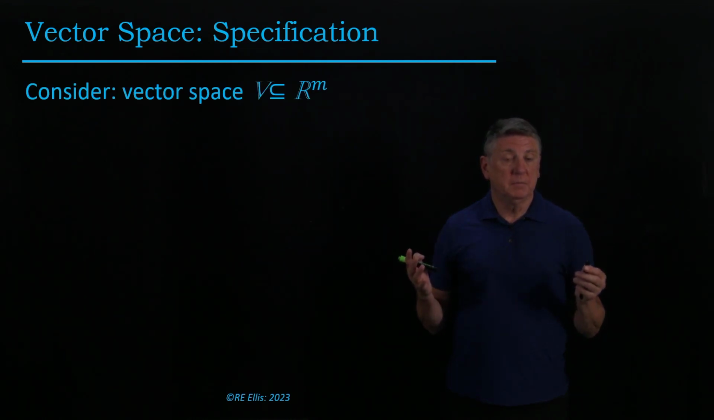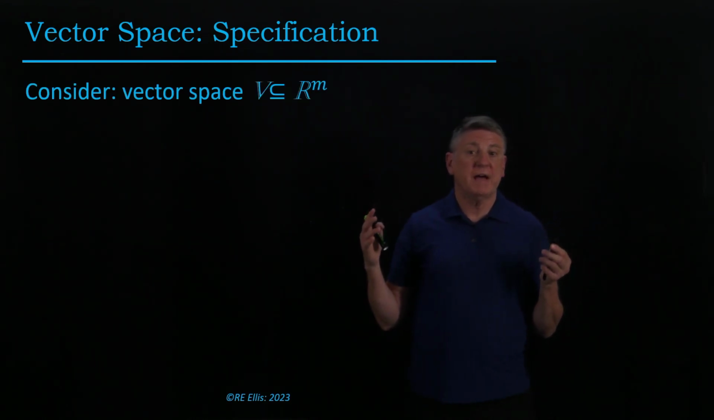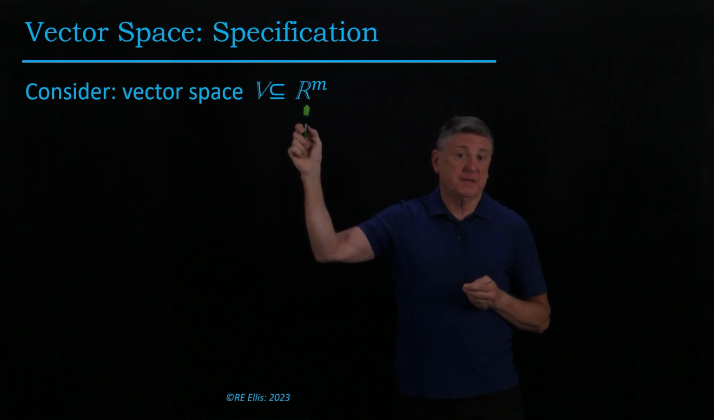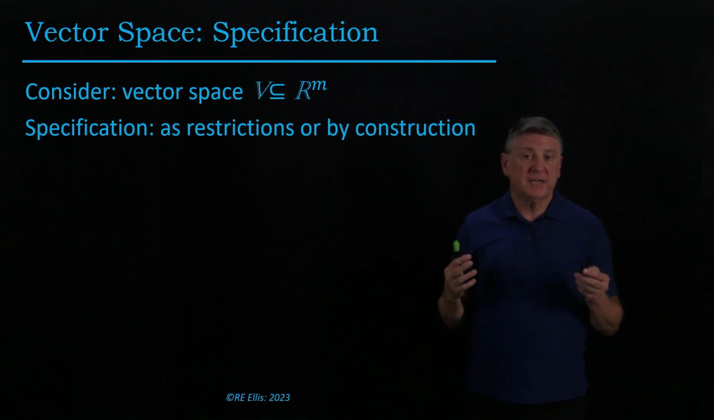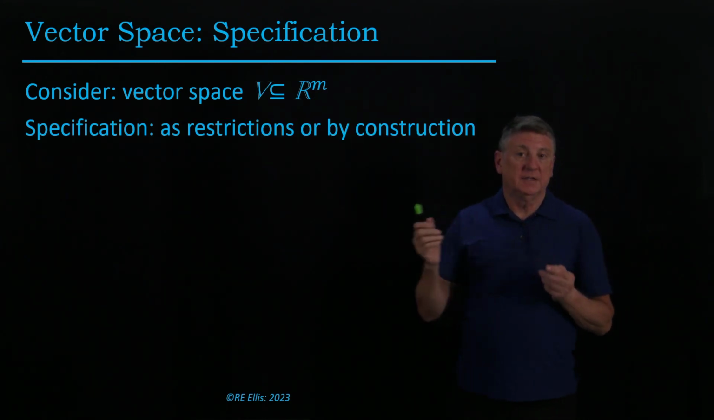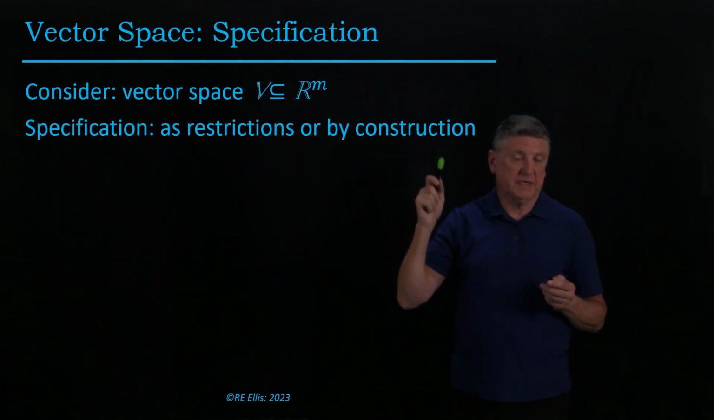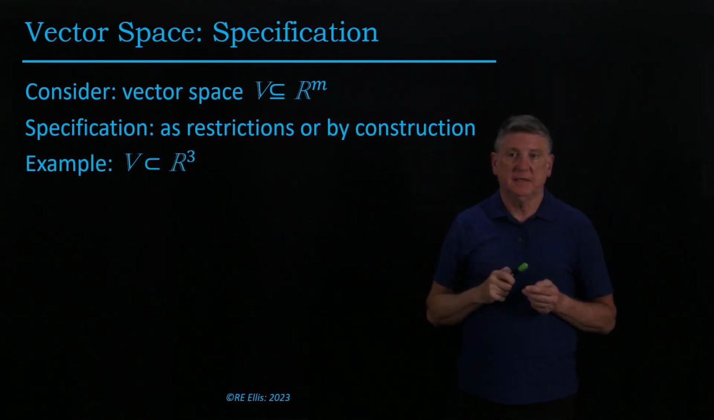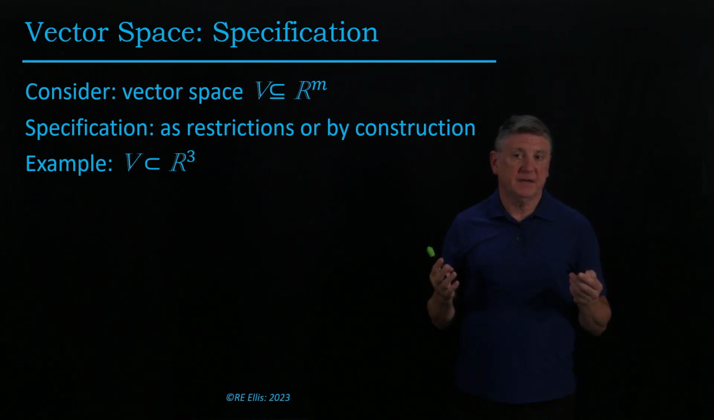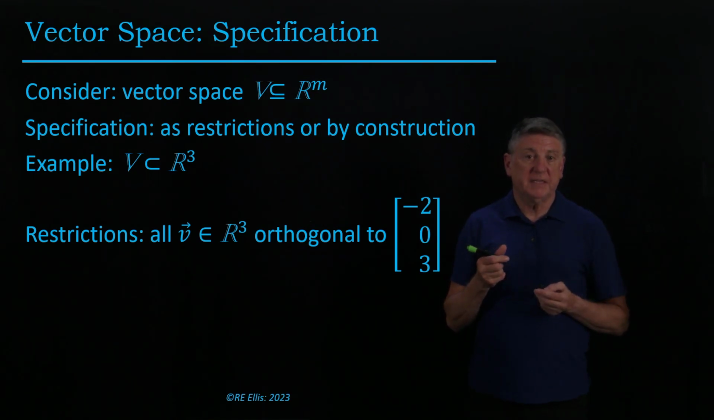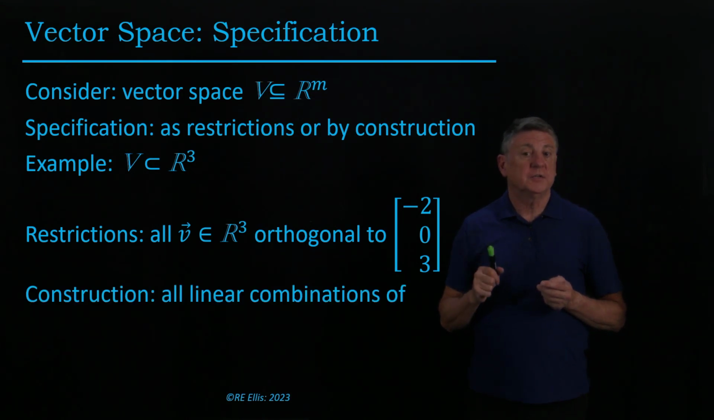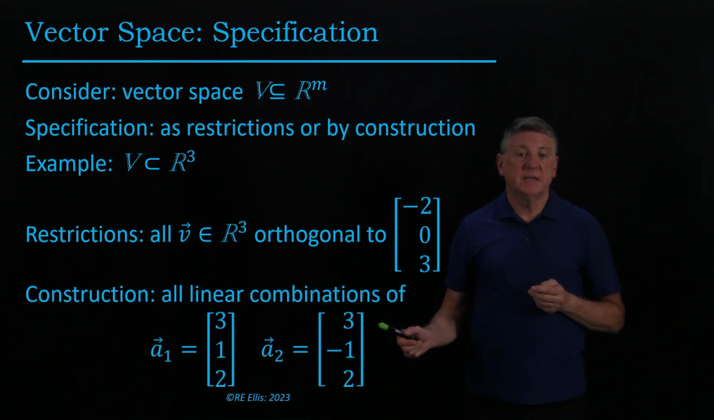So, what we mean by specification is this. Suppose we have a vector space V, and each vector in it has m entries and they're real numbers. Specification can be either by restricting this larger set or constructing. And we want to view this construction method. So for example, suppose that you have vectors that have 3 entries each, size 3. A restriction might be that all of the vectors have to be orthogonal to this given vector. And a construction is that the vector space is all linear combinations of these two vectors.